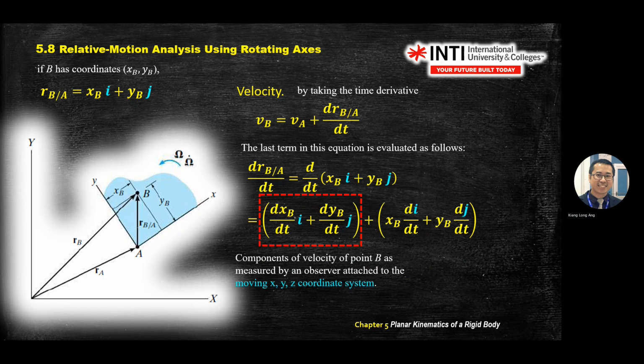The first component of the vector equation here is the velocity of B measured by an observer attached to the moving xy coordinate system. So the first one is measured by the observer attached to the moving coordinate system. It means you look at here, right? You're focusing on this one. The second one, or we just label this one VB/A xyz. This is what you learned previously in the early section of chapter 5.